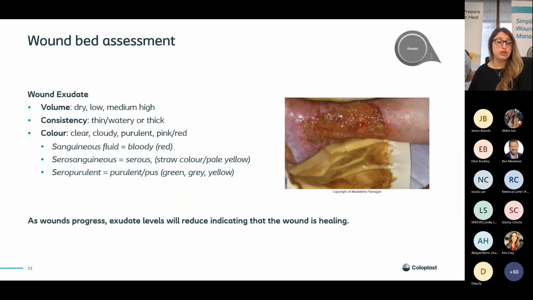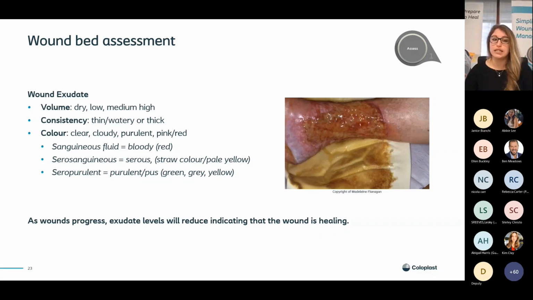So in your wound bed assessment, you're looking at your wound exudate. You need to be looking at the volume of your exudate. Have you got a lot of exudate there, or is this wound bed really dry? And if it is dry, why is that? If you've got copious amounts of exudate coming from that wound, why is that? Is it because the wound is infected, or is there something else going on there? Is there an awful lot of edema for that patient in the surrounding tissue or in that lower limb?